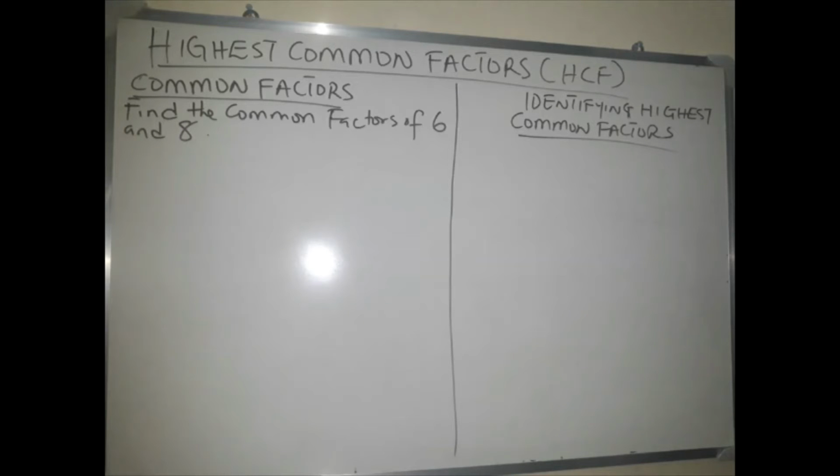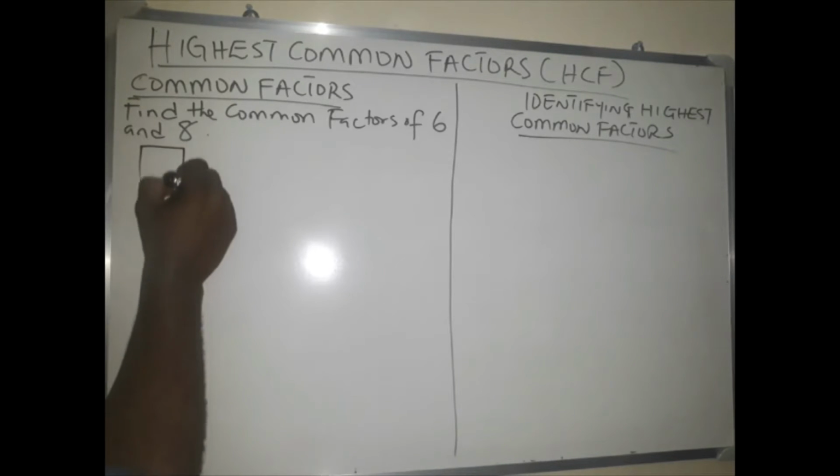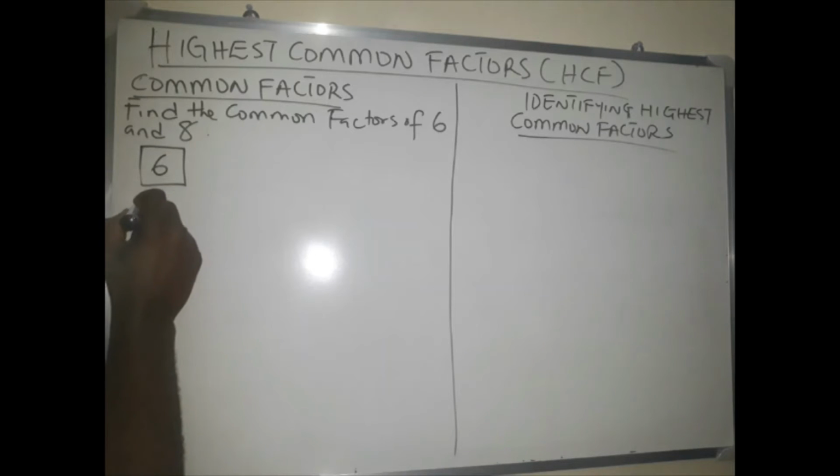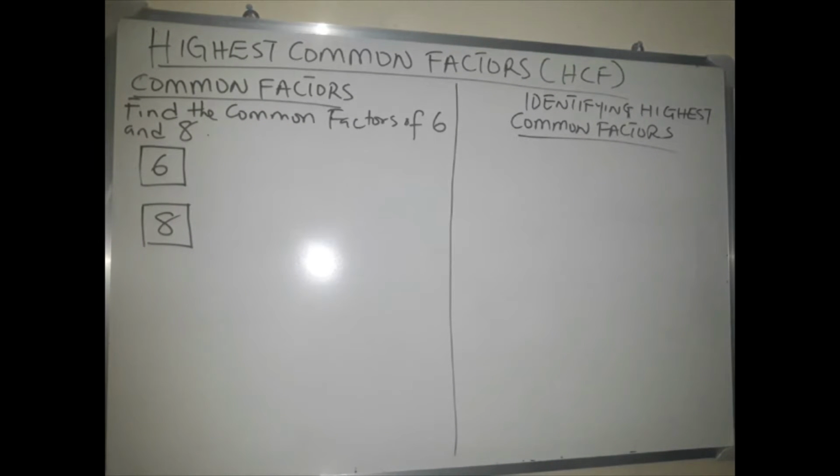Now, on the board, I have an example that says find the common factors of 6 and 8. When you are looking for the common factors of given numbers, the first thing you have to do is to write out the factors of those numbers. Here we have two numbers, 6 and 8, so we're going to write out the factors of 6 and 8. If you watched my previous videos on factors, you will know how to find the factors of given numbers by using factor pairs.